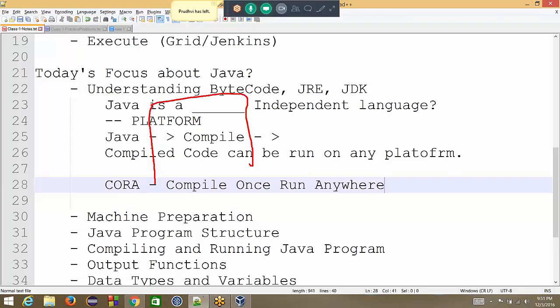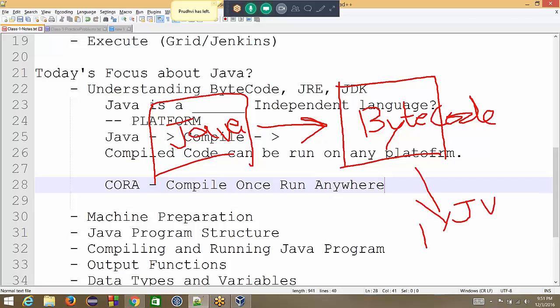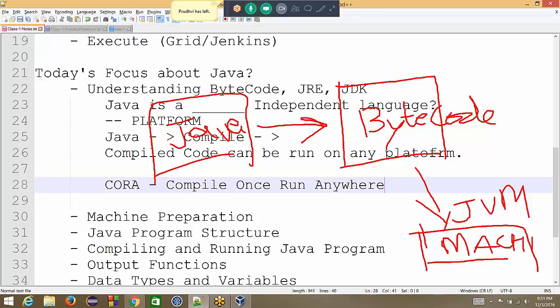Now to support this compile once and run anywhere, what the Java people did was this. You have a Java program, you use the Java compiler, and the Java compiler will convert this Java code into something called bytecode. Now bytecode is not the machine code, it is not the code that the machine can understand and run directly. It's not the computerized code, it's bytecode. Now this bytecode can be run by another program that is called JVM. JVM converts this bytecode into machine code.